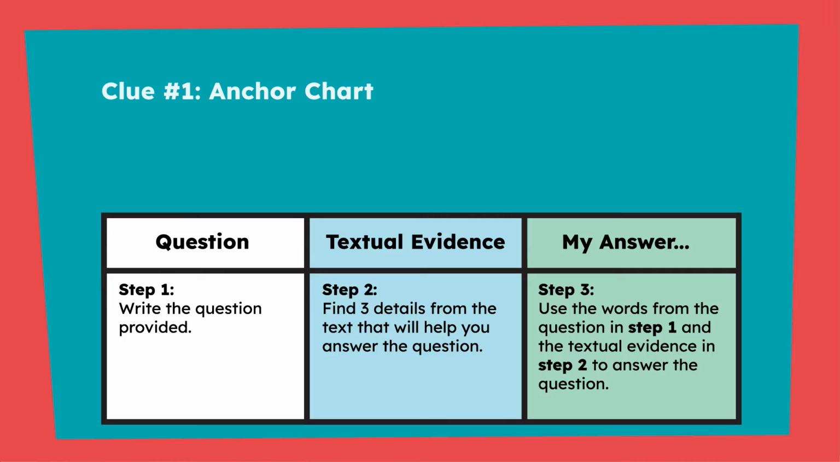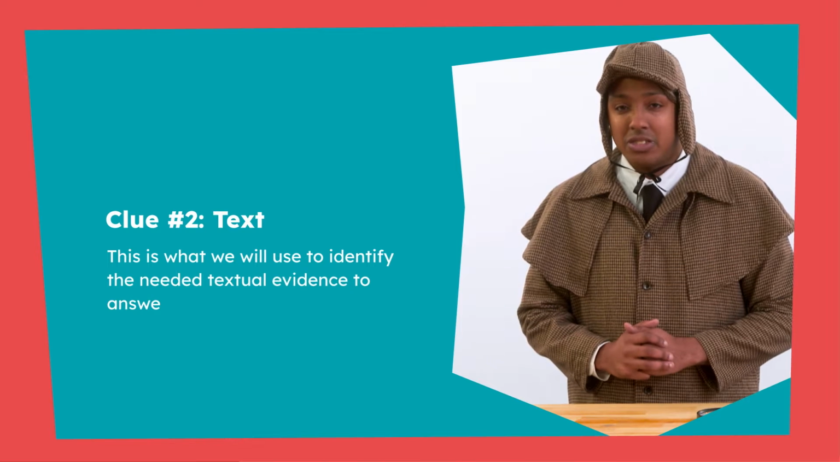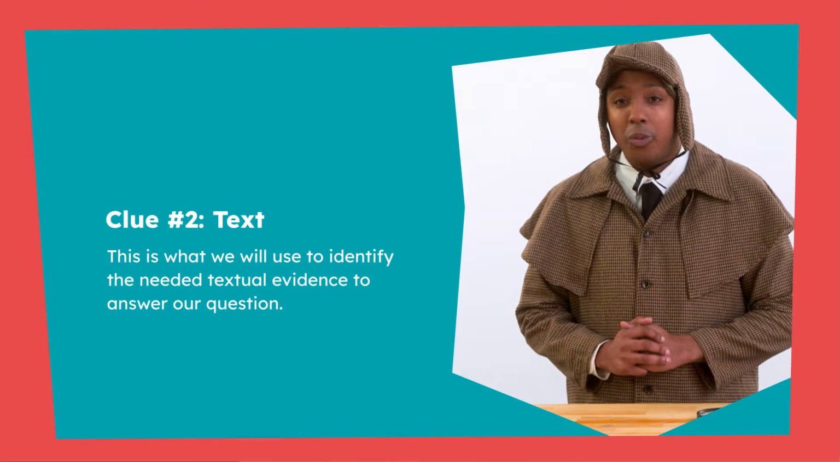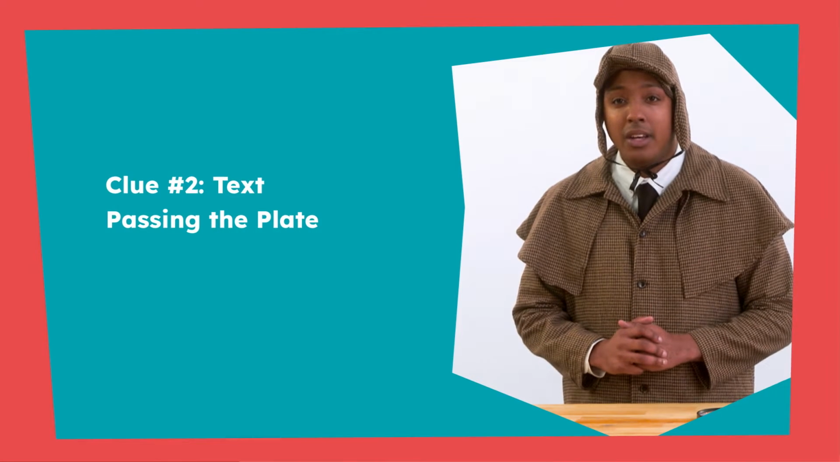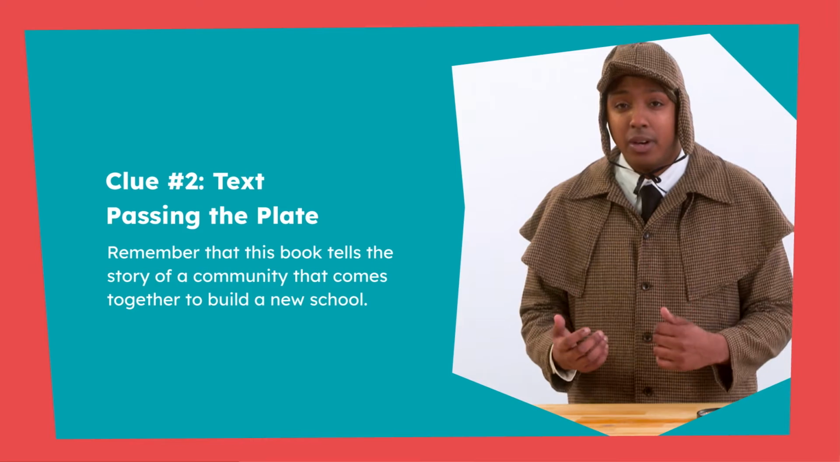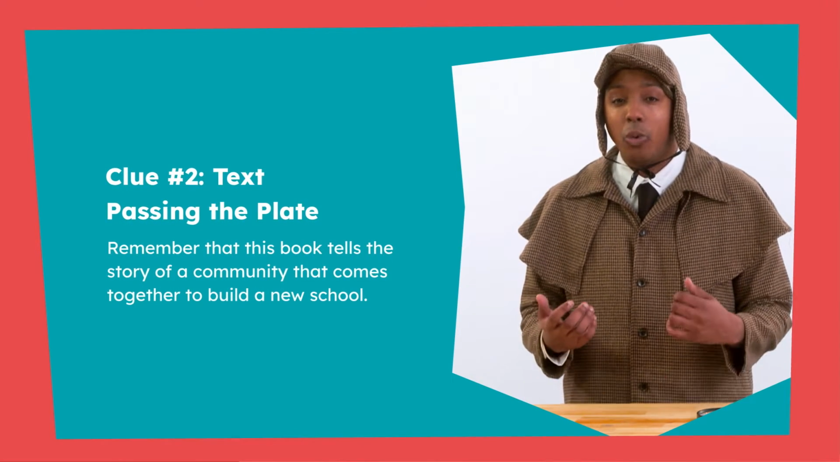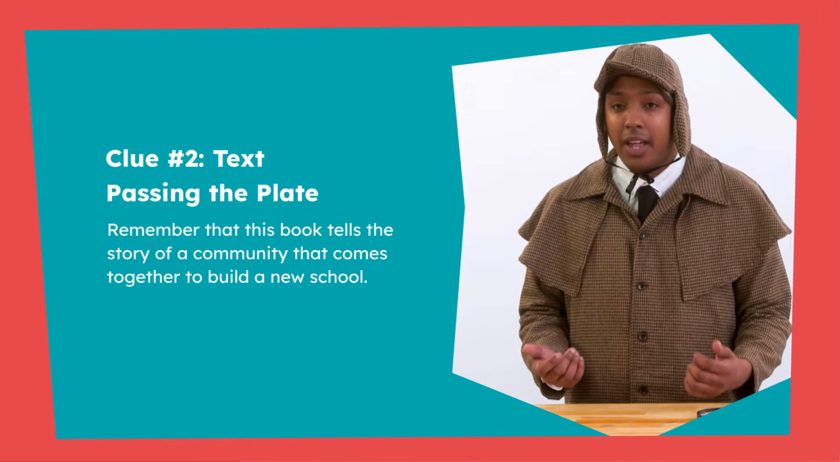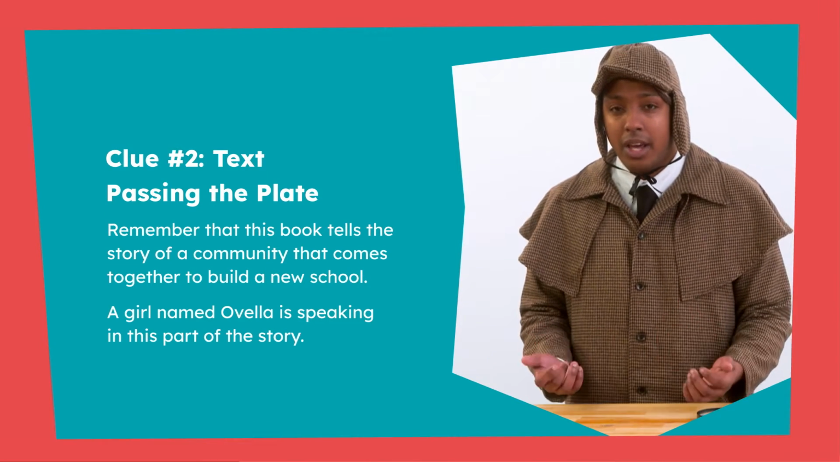Let's take a look at clue 2, the text. This is what we will use to identify the needed textual evidence to answer our question. Today, we will just be focusing on a page of the book titled Passing the Plate. Since we don't have time to read the whole book today, remember that this book tells the story of a community that comes together to build a new school. One of the characters' names in the story is Obella. She is the one speaking in the part of the story we are going to read today.